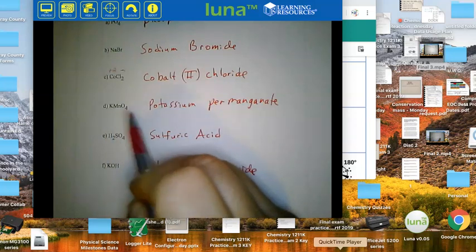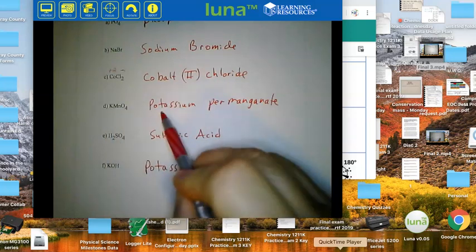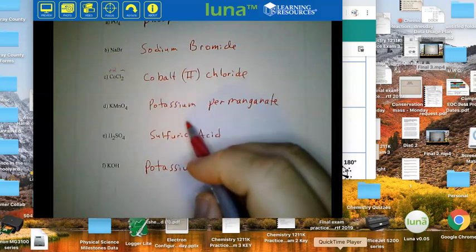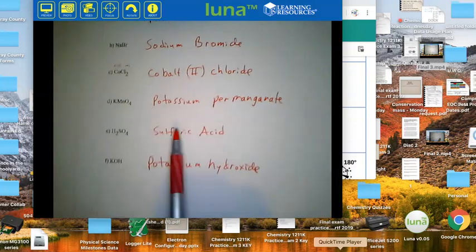KMnO4. K is potassium. It's not a transition metal, so there's no need for a Roman numeral there. MnO4 is permanganate ion. It has a -1 charge, so your name is just going to be potassium permanganate.